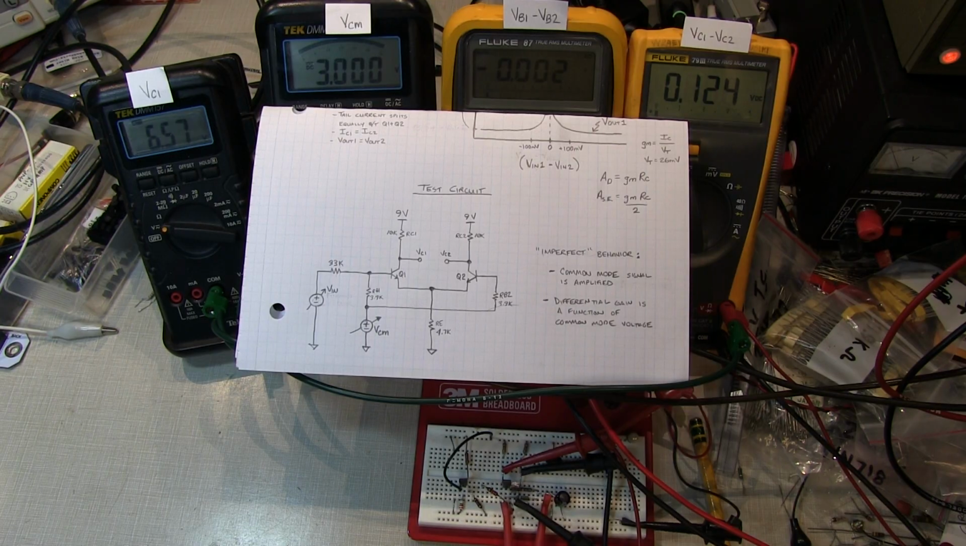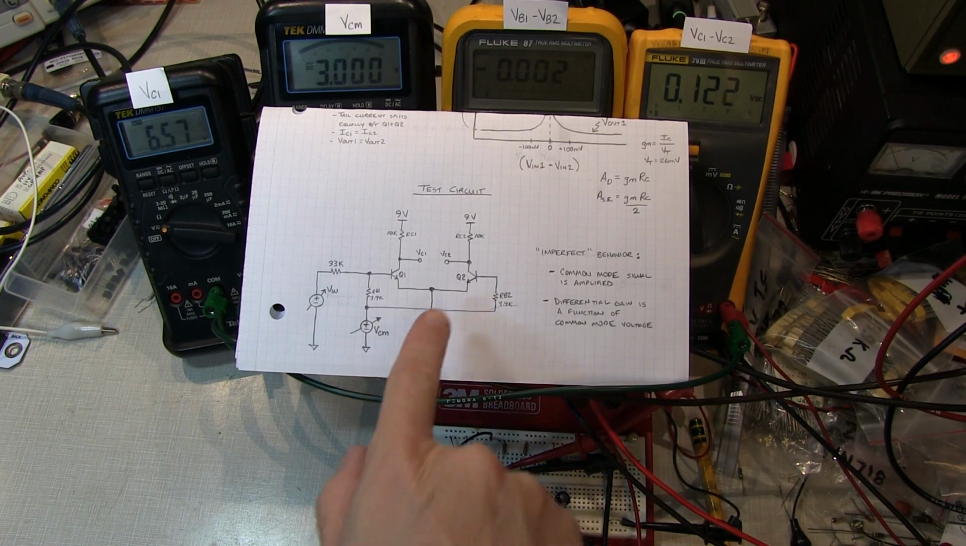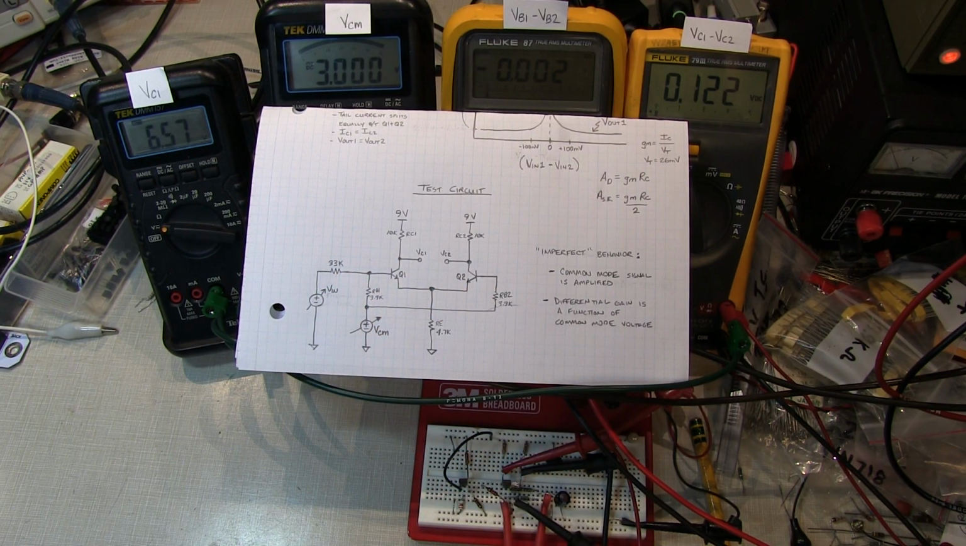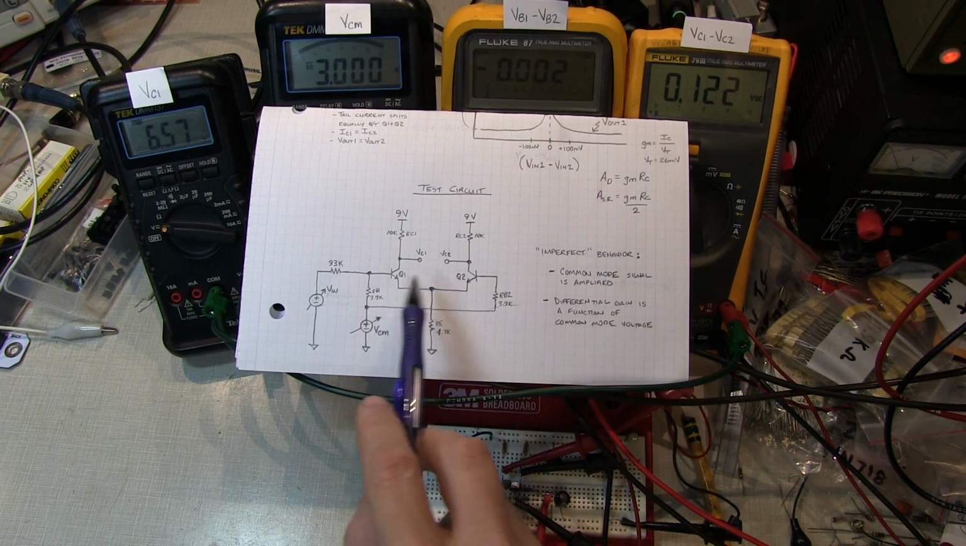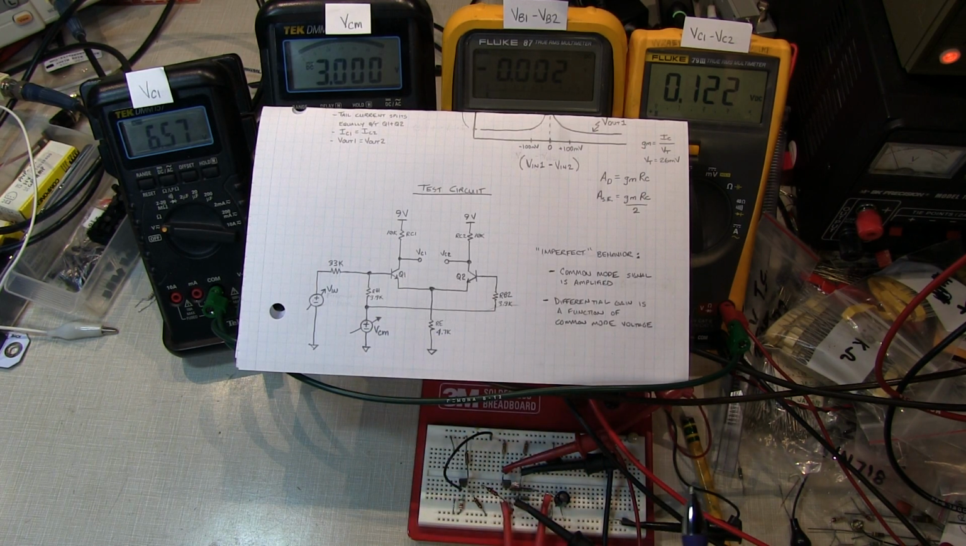Alright, so let's make some measurements on the bench. This is the test circuit that I've got built up here on the breadboard. A couple of transistors. These are 2N2222As. Any general purpose transistor will work, and ideally they'd be from the same batch to be reasonably well matched. It's tough to match them perfectly with discrete devices, but I got as close as I could get.